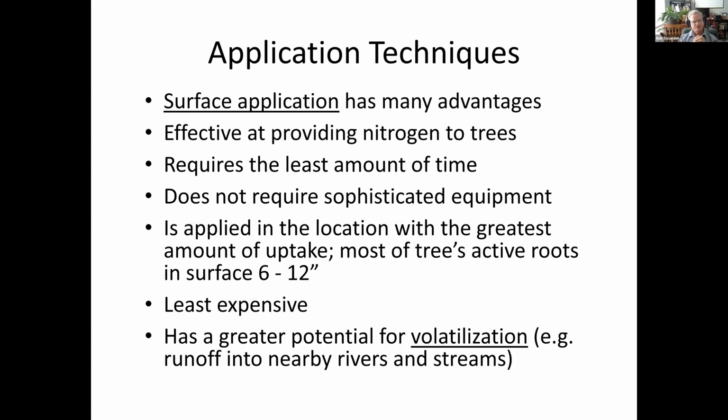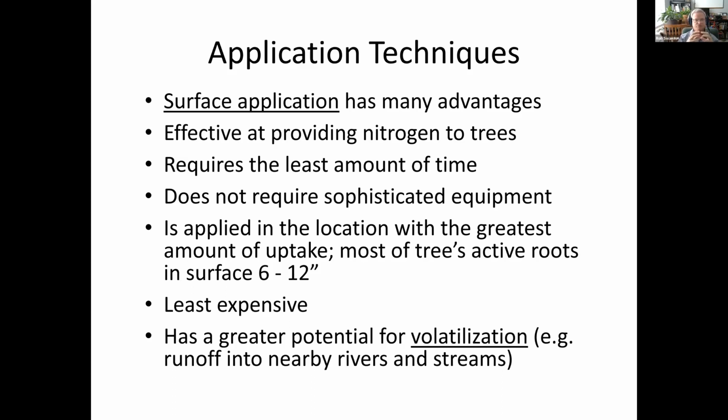Our surface application is generally the cheapest, most effective way. It has lots of advantages. If you're just going to spread it over the top of the ground, it doesn't take any sophisticated equipment, other than some method that you can calibrate so that you make sure that your application rate is the proper rate. Effective at providing nitrogen to trees, yes. It requires the least amount of time to do, yes, because you're just walking on the surface, distributing a dry type of fertilizer, or with a hose, you're just spraying it onto the top.